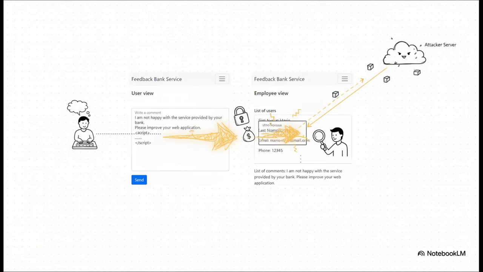Okay, check out this example. It's kind of scary how well this works. So on the left, you see an attacker leaving what looks like a totally normal comment on their bank's feedback page, but buried in there is a script. Now look at the right. A bank employee logs in to check the feedback. Their browser loads that comment, the hidden script fires off, steals their login info, their session data, and quietly sends it to the attacker. And the employee? They have absolutely no idea anything just happened.